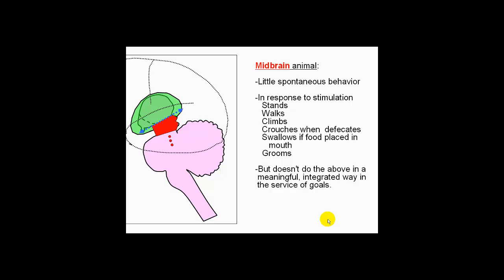They can do coordinated activities like crouching and defecating in the case of a dog. If you put food in their mouth, they'll swallow it in a coordinated way. If the dog, for example, is made wet, it'll shake the way dogs do to shake off the water. Rats will groom, and so on. But it doesn't do any of these things in a meaningful, integrated way in the service of goals. It certainly doesn't ever search for food if it's hungry. It's still pretty much, in quotes, a vegetable in the sense that it never does anything on its own. But it's got fancier behavior than just a spinal animal.